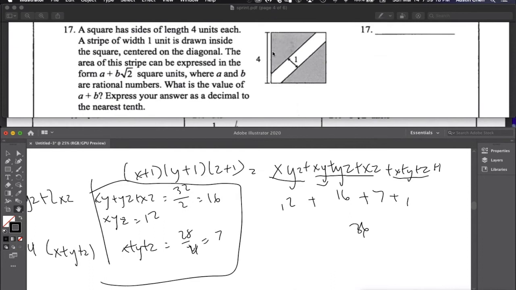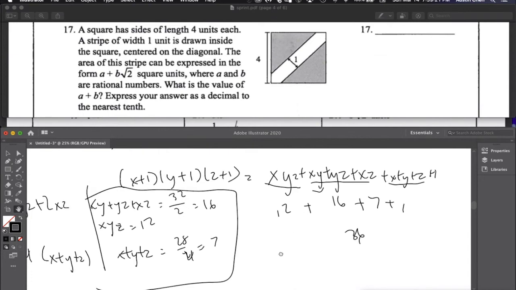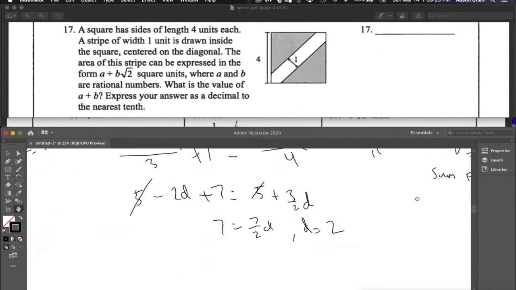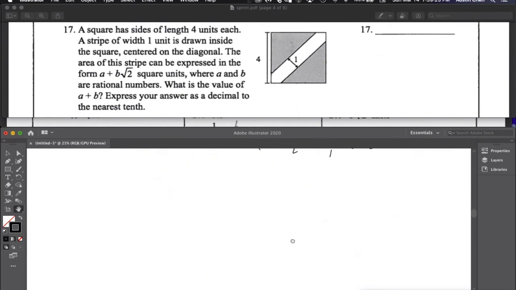Okay, number 17. A square has sides of length 4 units each. A stripe of width 1 unit is drawn inside the square, centered on the diagonal. The area of the stripe can be expressed in the form a plus b root 2 units squared, where a and b are rational numbers. What is the value of a plus b? Express your answer as a decimal to the nearest tenth. It's stripe, not strip.